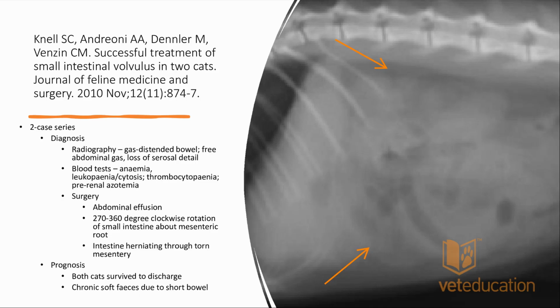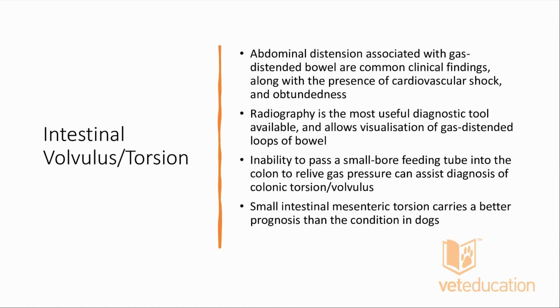At surgery, abdominal effusion was found. There was between a 270 and 360 degree clockwise rotation of the small intestine around the mesenteric root, with intestine herniating through a mesentery in one cat. Both cats survived to discharge. They needed significant small intestinal resection and anastomosis, so they had chronic soft feces due to short bowel, but both cats survived to discharge and at follow-up they apparently did quite well.